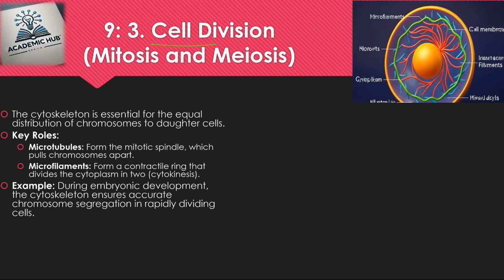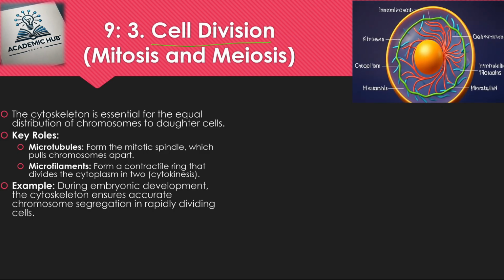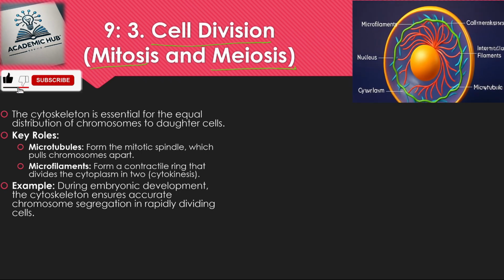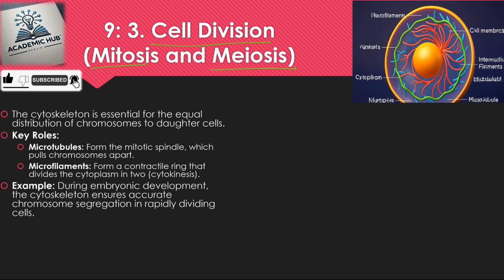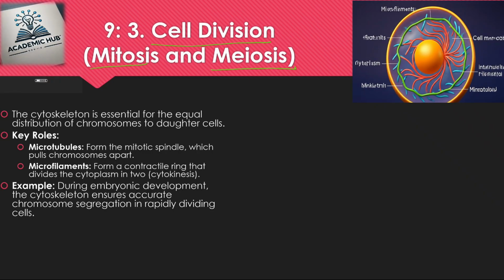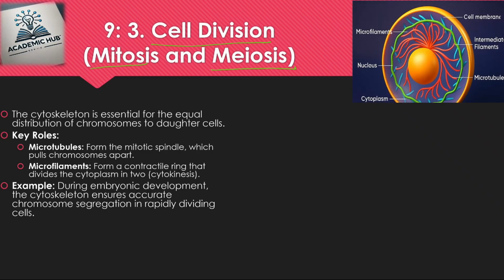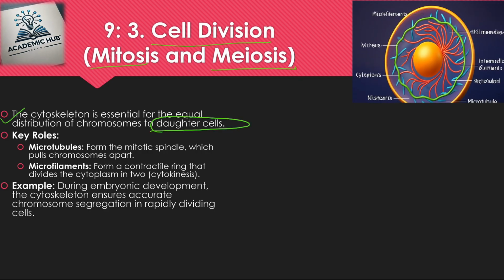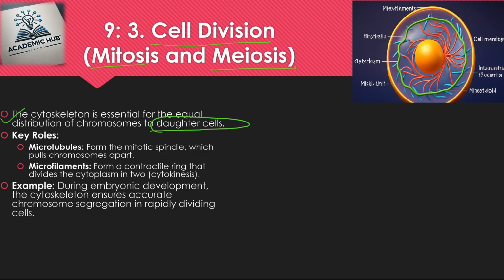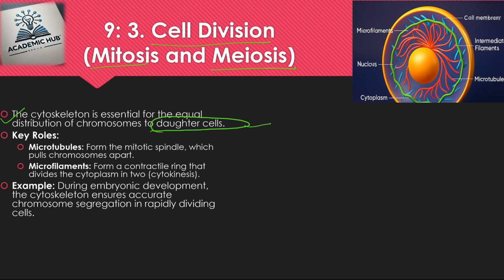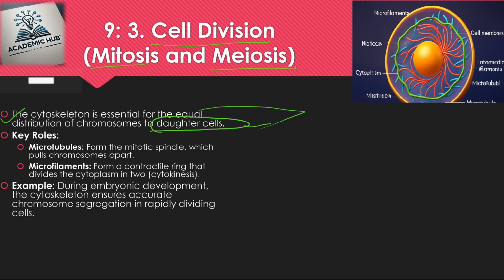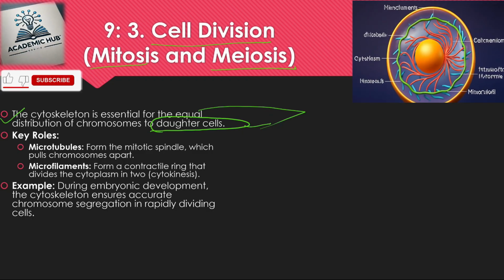Now next is the cell division, in which we will look at mitosis and meiosis division. The cytoskeleton is important for equal distribution of chromosomes to daughter cells. Means the upcoming daughter cells which will be formed at the end of the division, in which the distribution of chromosomes should be equal. This is an important and unique feature of mitosis.